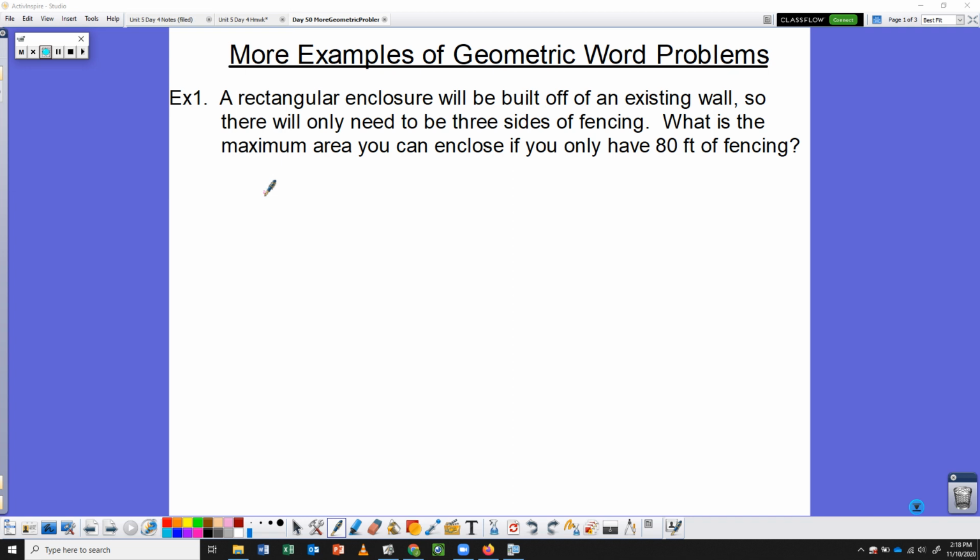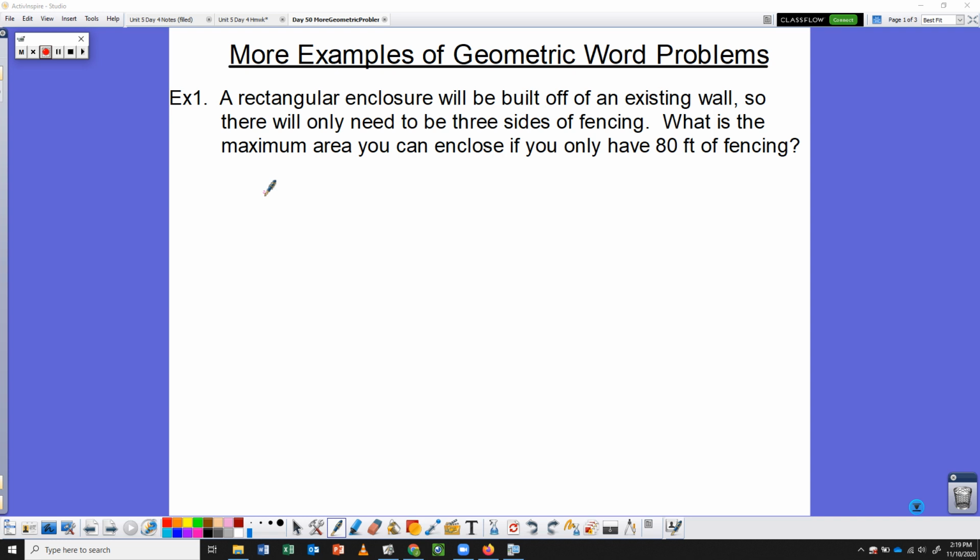So in this day of notes, we're going to take a look at a few more examples of geometric type word problems. We've already gone through a variety of different ideas and thoughts of how to use word problems. And so today we're going to go back and redo some of them just for more practice.